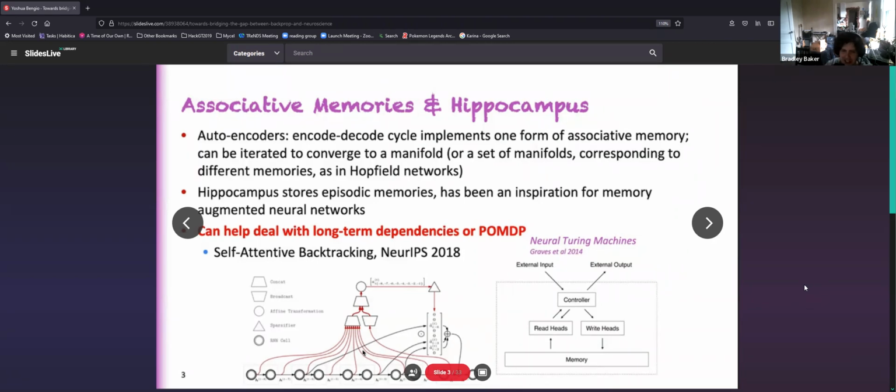I do want to take a pause here and ask people what you're already thinking, given my little bit of introduction to this. And if anyone's familiar with self-attentive backtracking, this would be a good time to speak up.